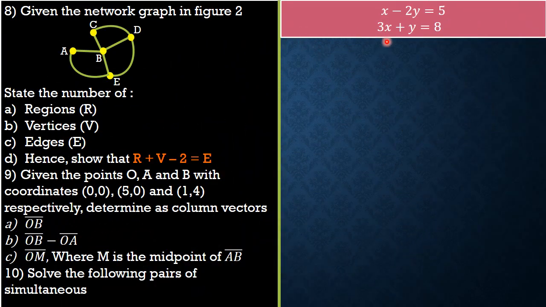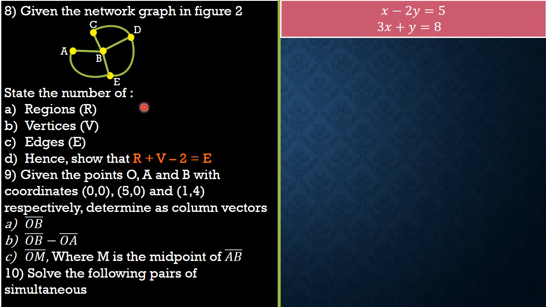Okay, question 8 is saying that given the network graph in figure 2, we should state the number of A, regions, B, vertices, C, edges, and D, they want us to prove this relation that R plus V minus 2 is the same as E.